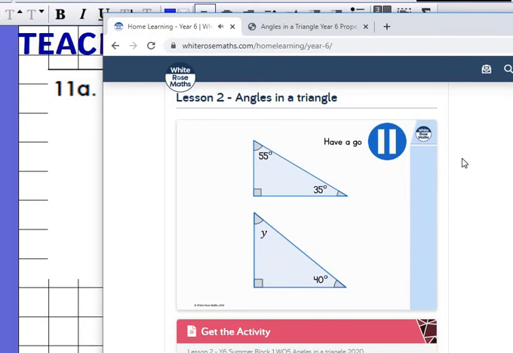How did you get on? You might have done this in a couple of ways. You might have gone, well, I'm going to do 180 degrees minus 40 minus 90. Or you might have thought, well, I noticed that this has changed. It's increased by 5 degrees. I know the right angle stayed the same. So in order for the total to be 180 degrees, this would have to decrease by 5 degrees. So that must mean that Y is equal to 50 degrees.